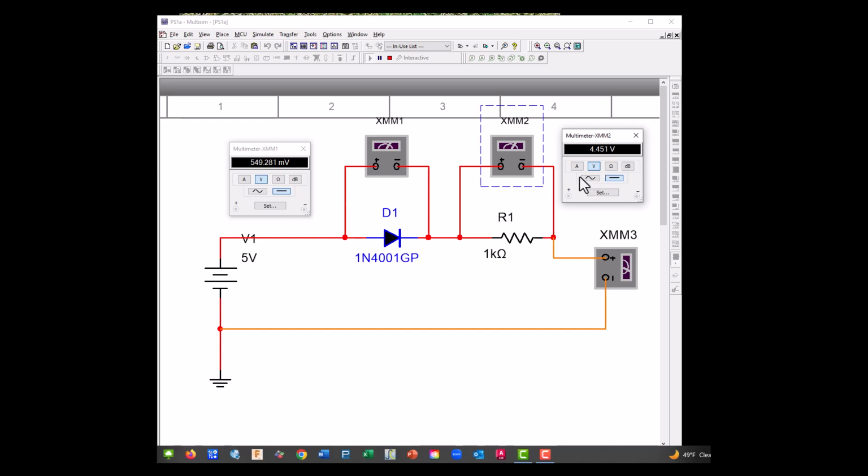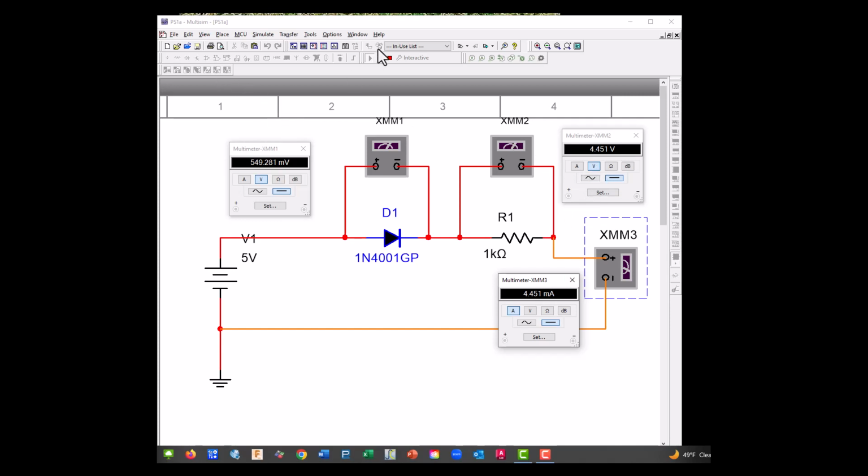And since we're using up that much voltage, we have to subtract a diode's worth from our 5-volt power supply, and that leaves us the 4.451. And that leftover voltage is going to be across our resistor, and that's going to give us our 4.51 milliamps, which is the 1K value.